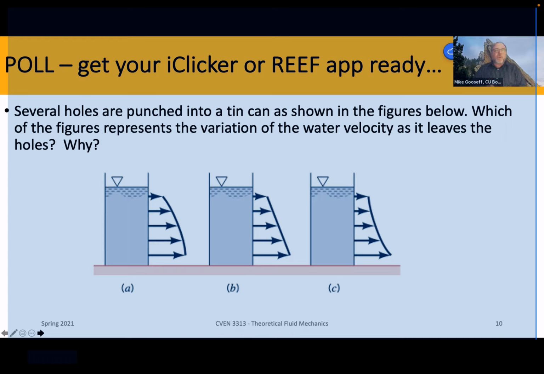several holes are punched into a tin can as shown in the figure below. You'll note that the top of the tin can, by the way, is open to the atmosphere. Which of the figures represents the variation of the water velocity as it leaves the hole, and why? Okay, so let's go ahead and get that started. We'll give you guys a minute to respond here. So go ahead and try to reason through it, and then we'll go through the mathematical proof for which one should be the correct answer.